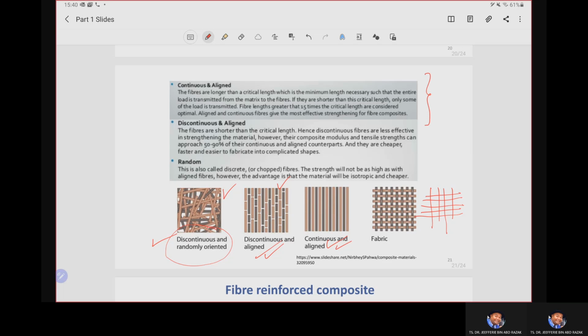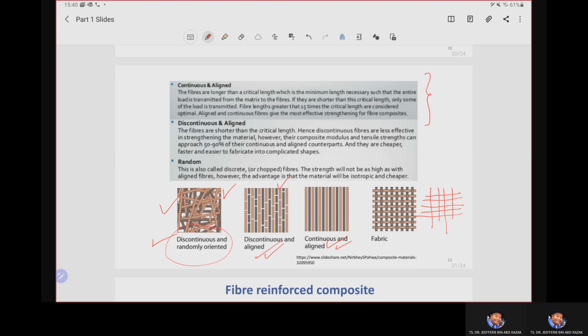But using this fiber is a little bit cheaper and maybe faster and easier during the fabrication process, especially for manufacturing complicated composite shapes. And then for the random type of fiber, we also call them discrete or chopped fibers here.